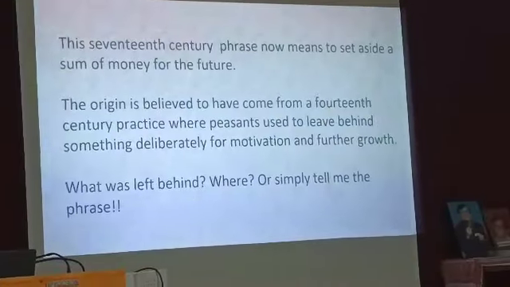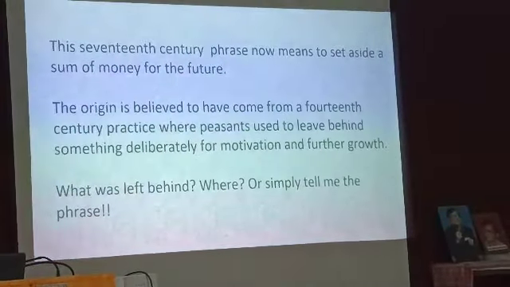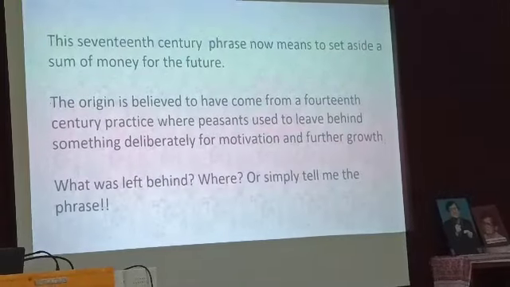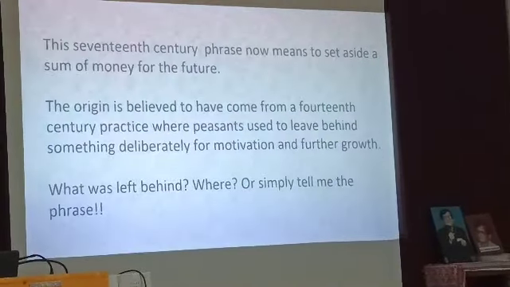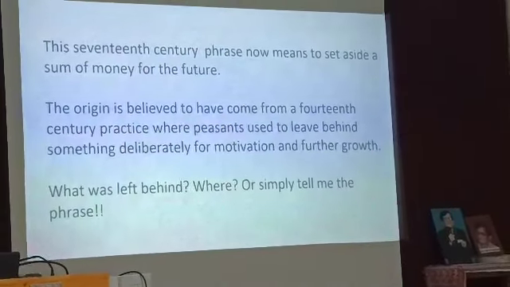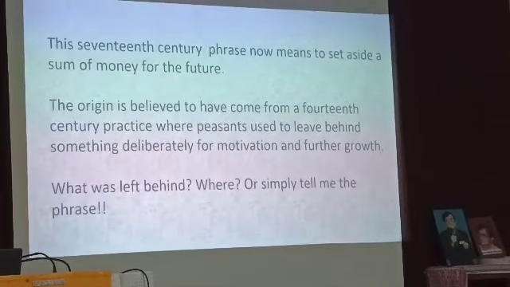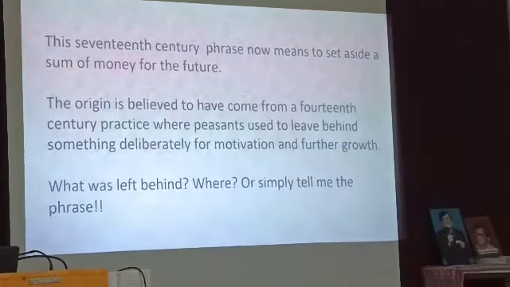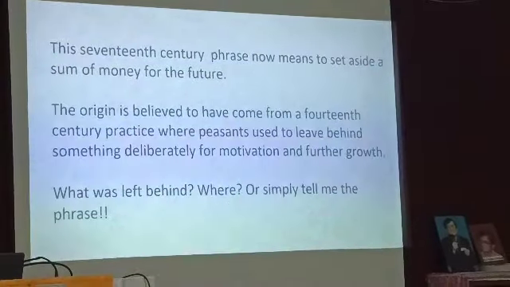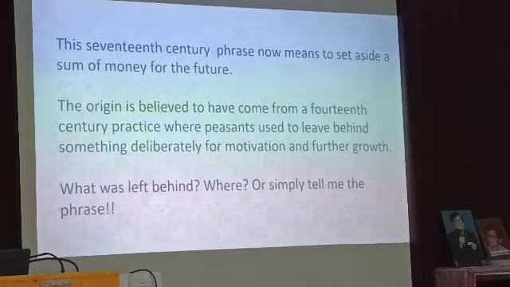Okay, this 17th century phrase now means to set aside a sum of money for the future. The origin is believed to have come from a 14th century practice where peasants used to leave behind something deliberately for motivation and further. So what was left behind? Hair? Or simply tell the face?